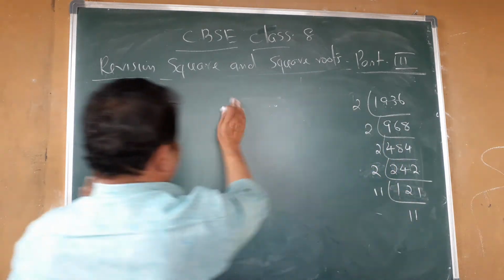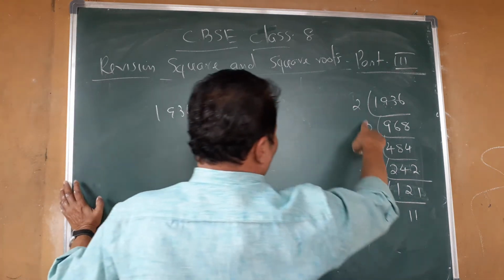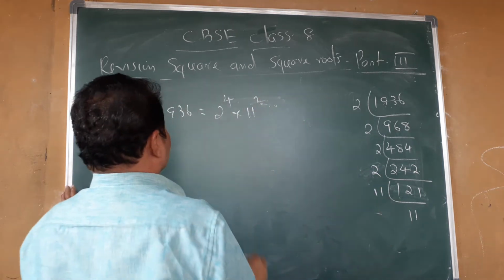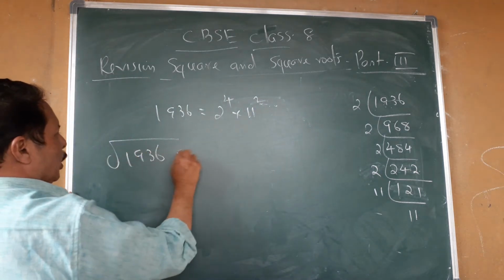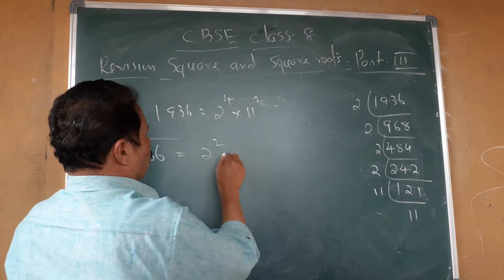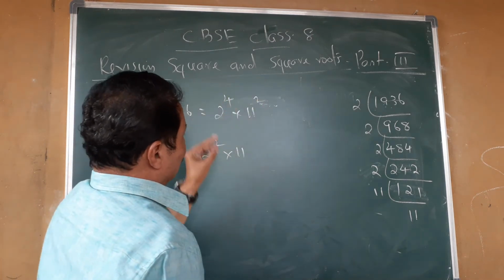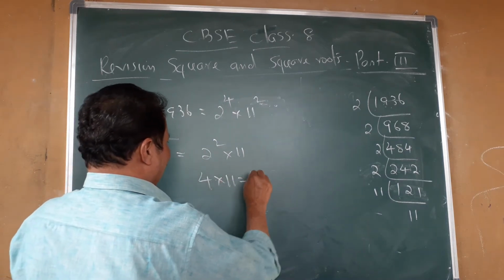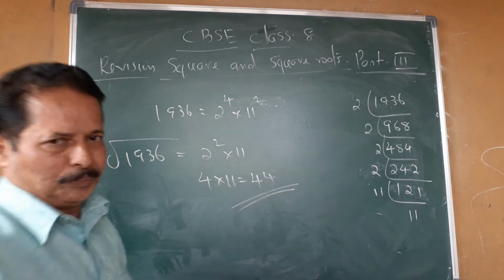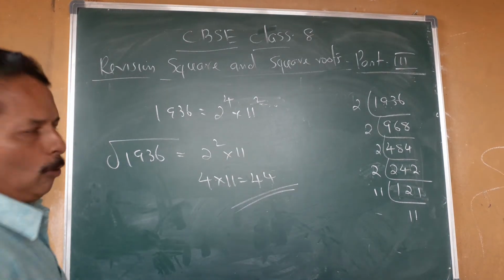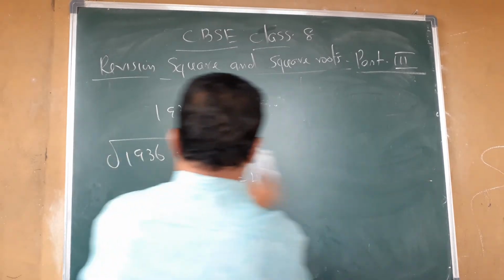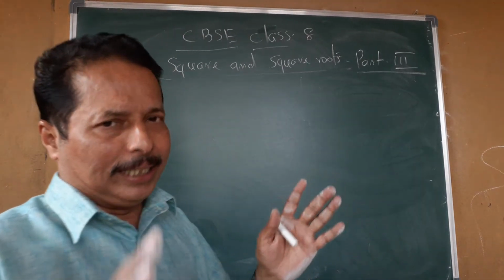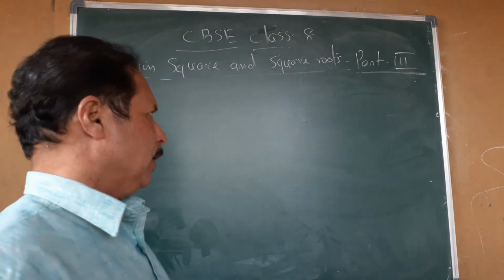So the division is completed. 1936 equal to 2 into 2 into 2 into 2, and 11 into 11, which means 11 square. So for the roots, you take half of them. So take 2 square and one 11. Your answer is 4 into 11. That's equal to 44. 44 is your answer. Is it clear? So that method is factorization method. Complete the division slowly. Then you get your answer.